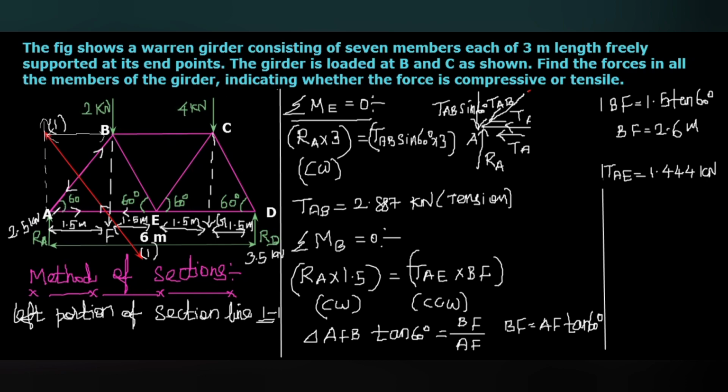Here you can see, as per the direction, from the point A it is acting outward, so for point B also it is acting outward. So this will be in compression. Then we are going to consider another section line to find out the forces in other members.